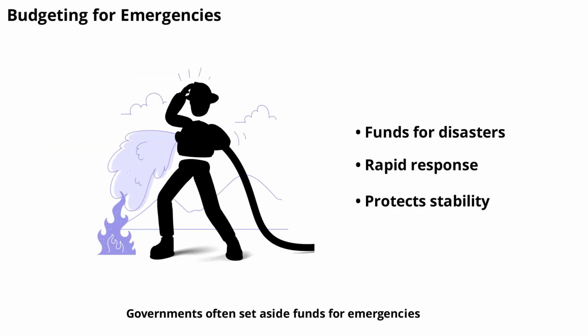Governments often set aside funds for emergencies, such as natural disasters, public health crises, or economic shocks. These reserves allow for a rapid response when unexpected events occur. Effective emergency budgeting helps protect citizens and maintain stability during challenging times.